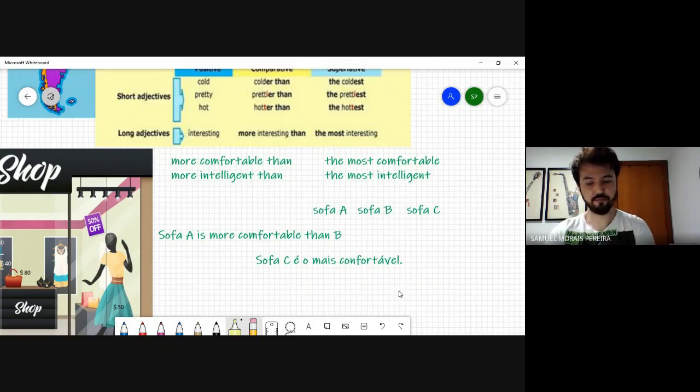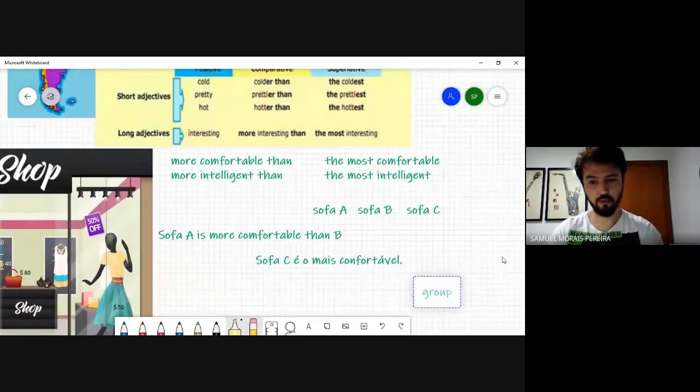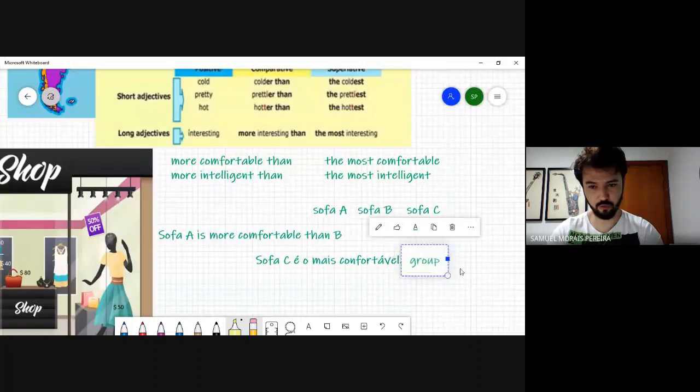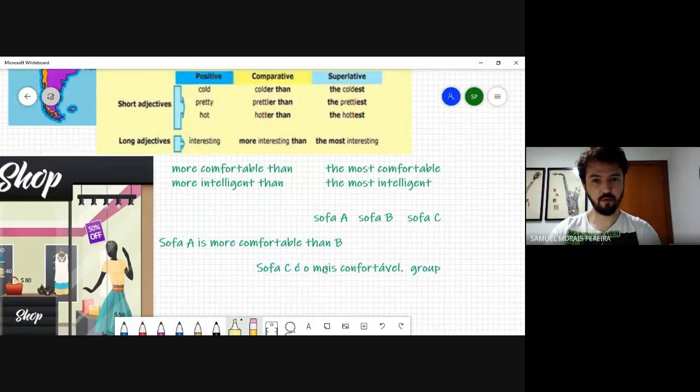So I have here a group of elements, right? É como se eu tivesse aqui, ó, implícito, um grupo. Tudo bem? Tá aqui o grupo. Eu destaquei o sofá C. Quando eu faço esse destaque, esse é o grau superlativo, ok? So you have to use the endings and the structure of the superlative degree.